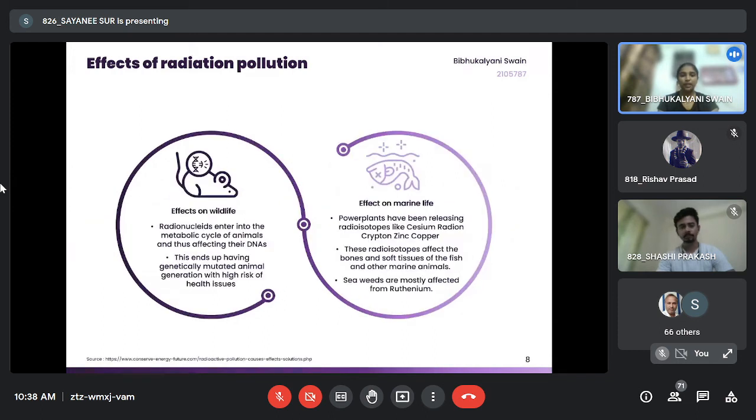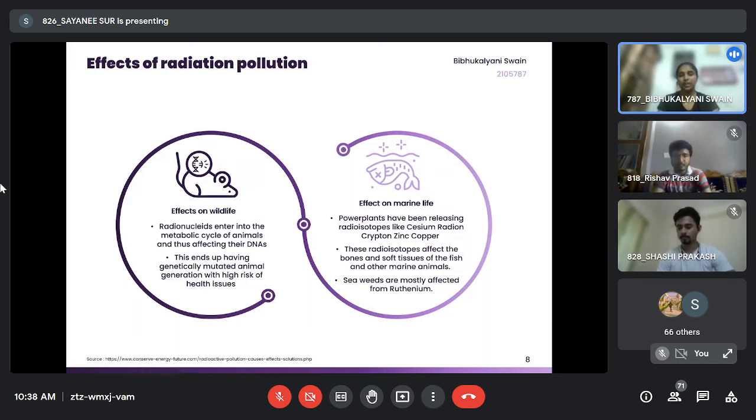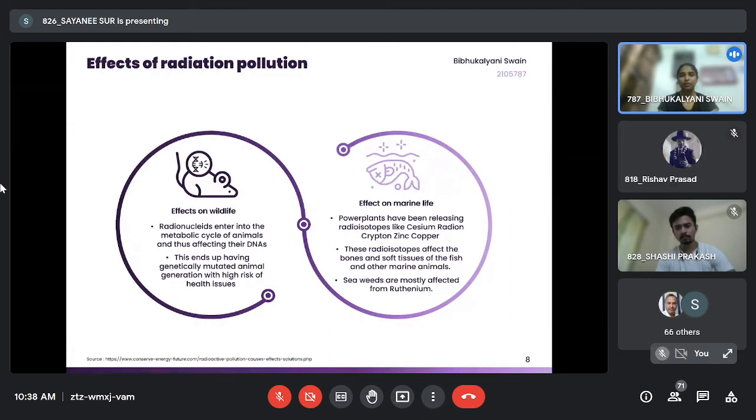Now moving on to the effect on wildlife. The animals at different levels suffer differently. The high-level organisms can get more affected than insects and flies. Herbivores such as cattle, when grazing on contaminated land, accumulate the deposited Cs-137 and I-131 in animal tissue in a large amount. These radionuclides enter their metabolic cycle and affect the DNA. This ends up producing a mutated animal generation with a higher risk of health issues, with just a small amount of radionuclides.